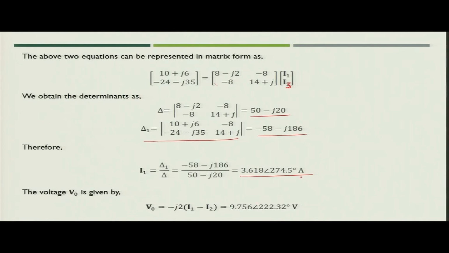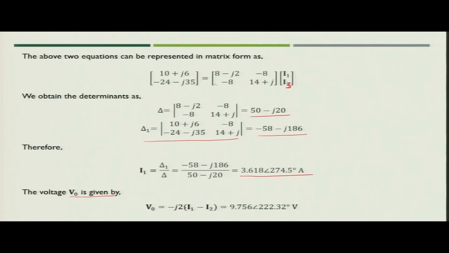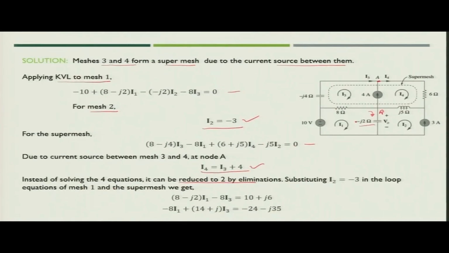Now, what is the value of V naught? V naught you can get if you go back to the circuit. The value of V naught is the voltage across the j2 ohm element. So, what are the currents flowing in this? The currents will be I1 and I2. I2 we already know, that is minus 3, and I1 we have just found. So, V naught is equal to minus j2 times (I1 minus I2). We solve and we get the value of voltage V naught, which is across the capacitor.